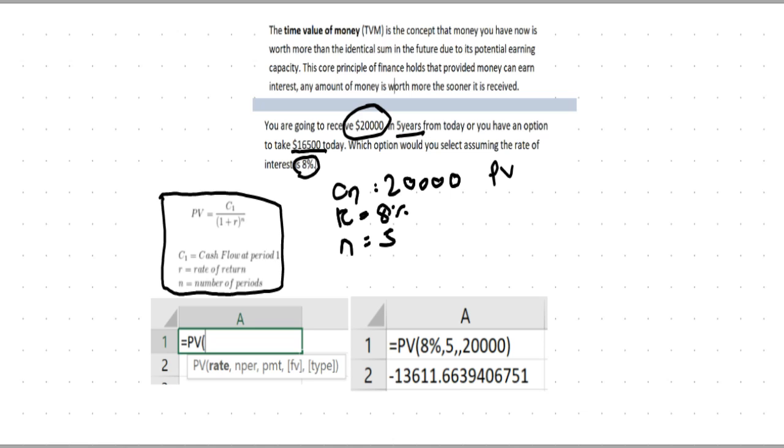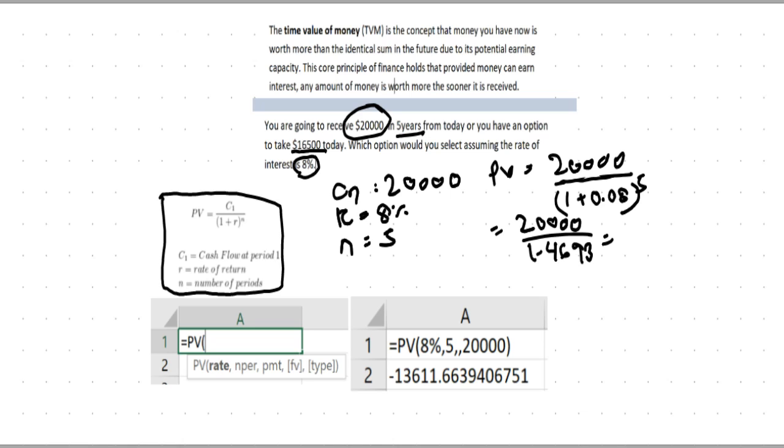So PV would be 20,000 divided by (1 plus 0.08) to the power 5, which is equal to 20,000 divided by 1.08 to the power 5, which is 1.4693, which is equal to 13,611.66.